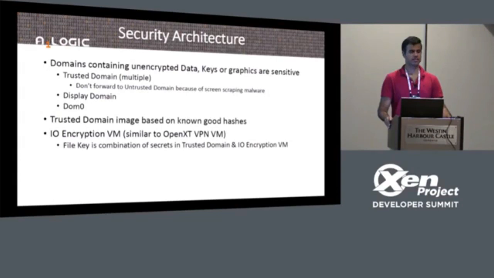Finally, similar to OpenXT's VPN VM, where they have a VM in between a full operating system and a device model, we have something similar: an encryption VM where we can encrypt data with a separate key that's not accessible to the trusted domain, in case there's some sort of exploit through malformed data in the trusted domain. And it's also not accessible to domain 0.